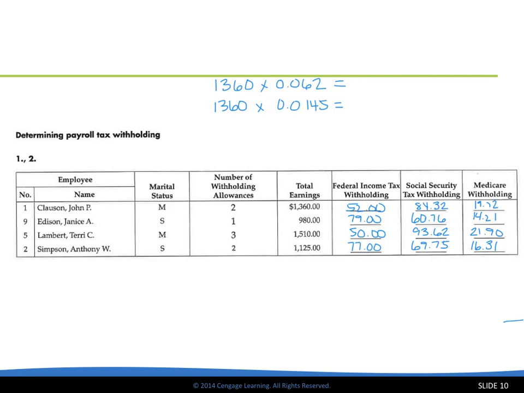Okay. So to find my federal income tax withholdings, we had to look back at those tax rate tables for the single and the married. And then to find my Social Security tax withholdings, I take the total earnings and multiply it by the 6.2%, or as a decimal, 0.062. To find my Medicare tax withholdings, I take the total earnings and multiply it by the 1.45%, or as a decimal, 0.0145.